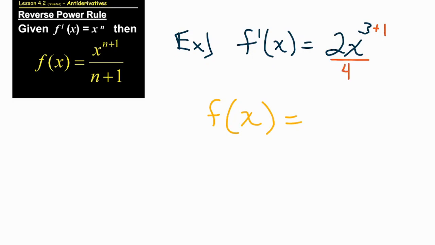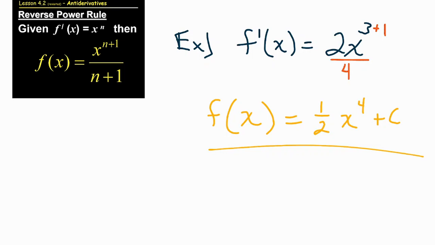And if you do a little simplifying with your 2 over 4, that, of course, is going to come out to be 1/2. And we have x to the 4th. Oh, that's right, plus c. Don't forget your plus c. Officially, that gives us the antiderivative.